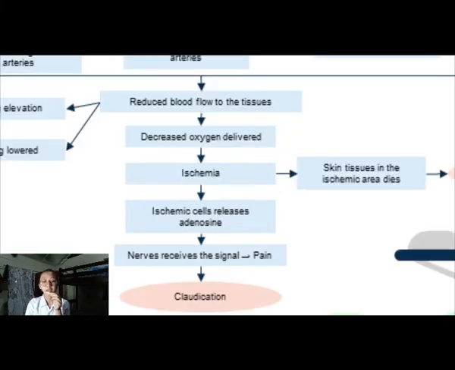When less blood gets into the muscle tissue in the legs, the tissue receives less oxygen and becomes ischemic. Ischemic cells release adenosine, which is a type of signaling molecule, which is thought to affect the nerves in these areas. This is felt as pain, and this pain in the legs is often referred to as claudication.